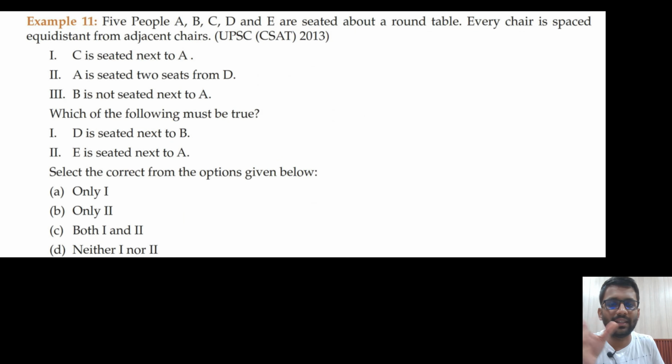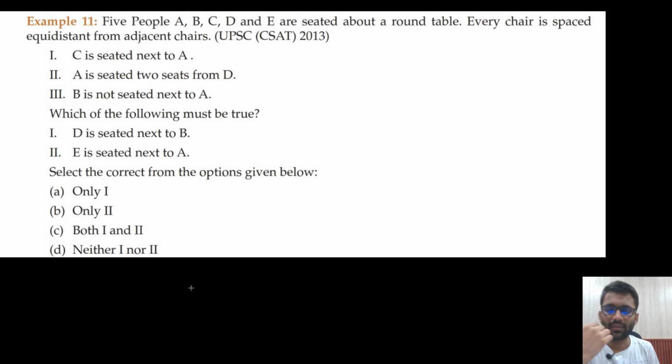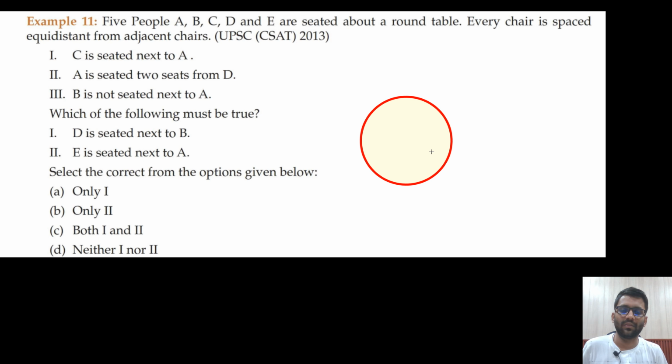5 people A, B, C, D, E are seated around a table. Every chair is placed equidistant from the adjacent chair. Okay. 5 people we can do in this manner. They are equidistant. So how can we do equidistance? We have to divide it into 5 parts. 1, 2, 3, 4, 5. Seems like it is equidistant.